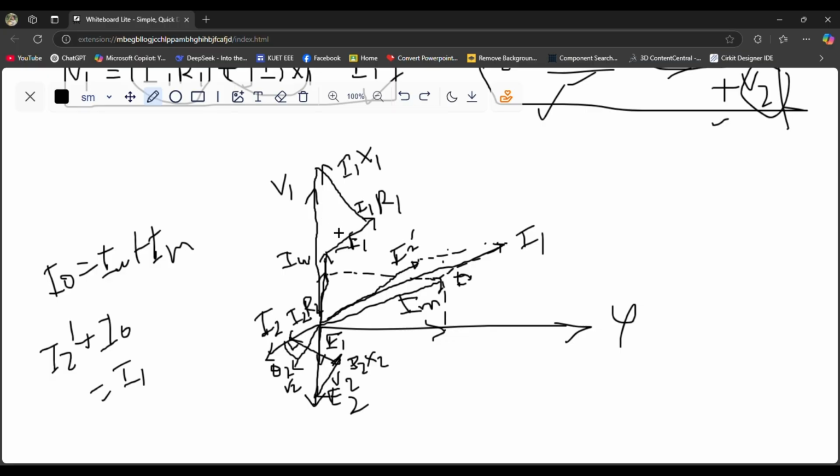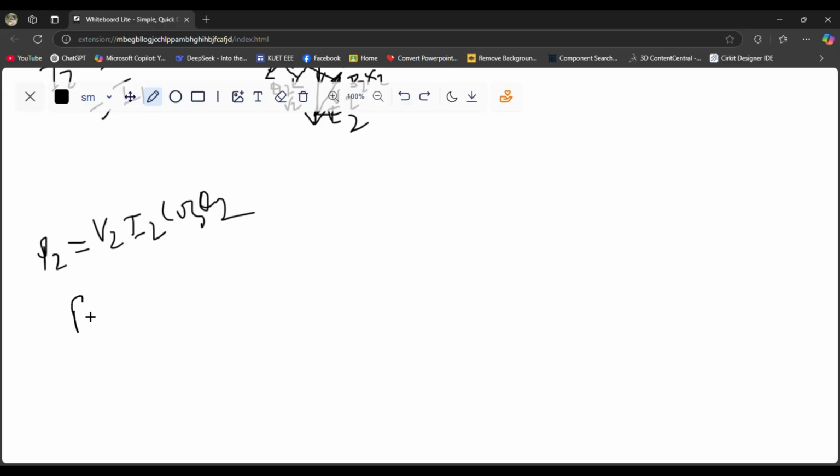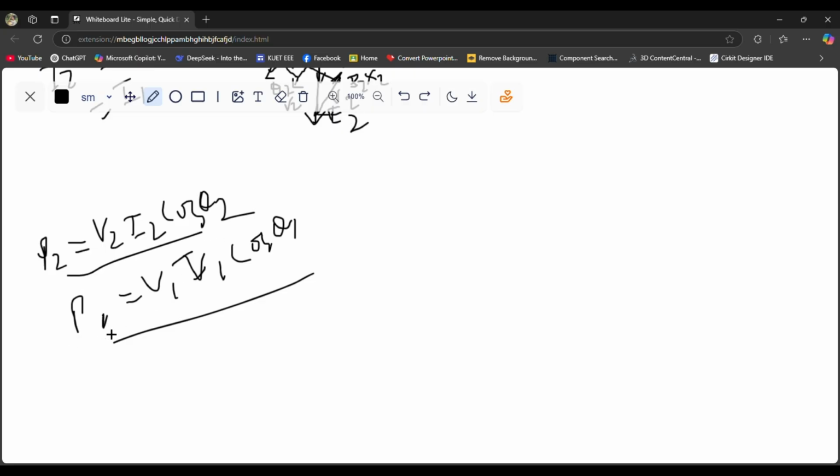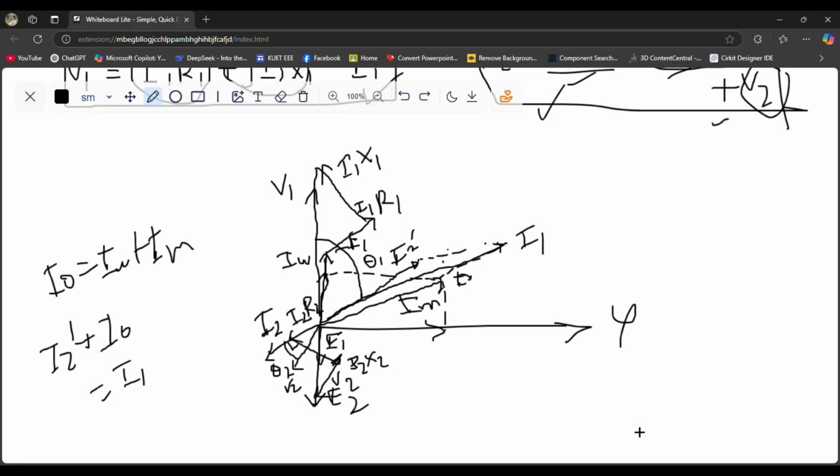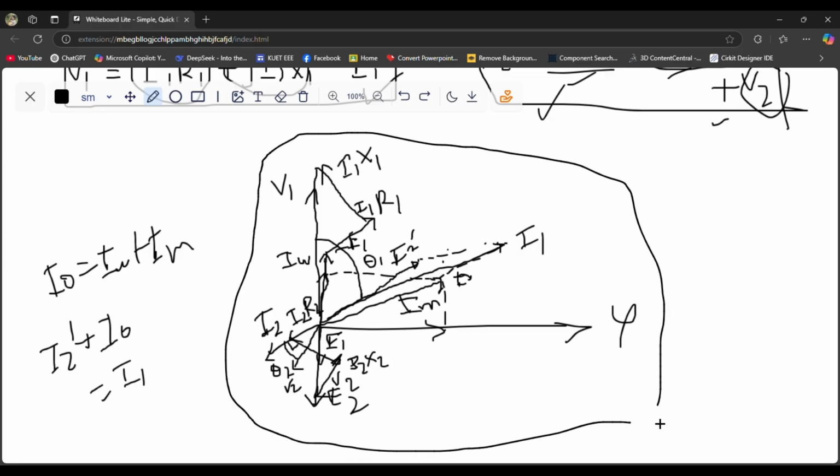Then if I draw an angle between V1 and E1, let's call it theta 1, what will it be? It will be the power factor angle at the primary side. So the primary side power will be P1 is equal to V1 I1 cos theta 1. So we have got the power in the primary side. Actually these are the real powers, the power in the primary side and also in the secondary side, and I have got all the phasor diagram of this transformer.